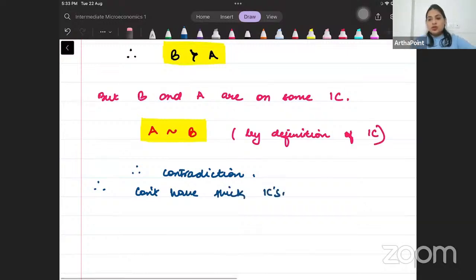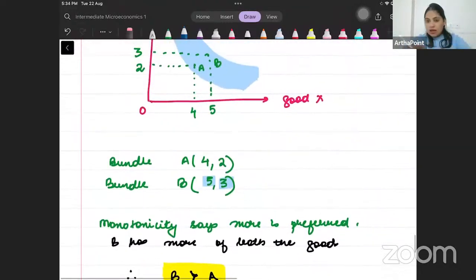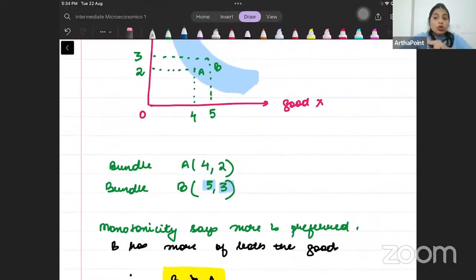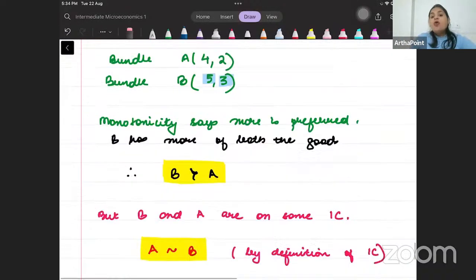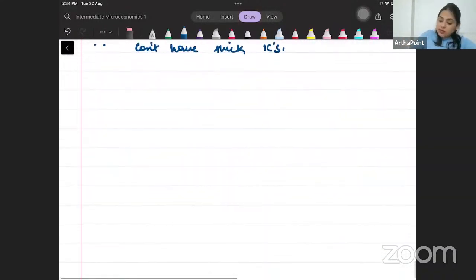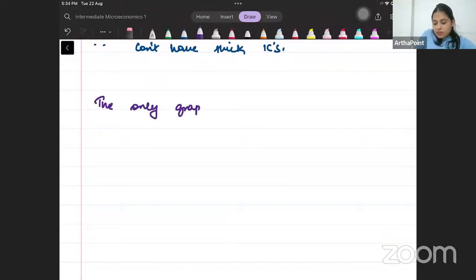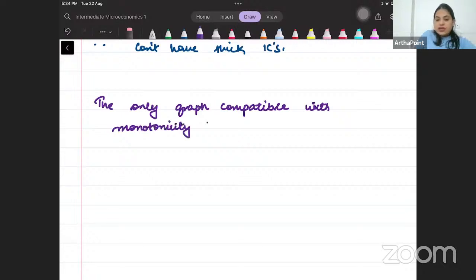ठीक है बेटा. So अब हमें समझ में आ गया ICs thick भी नहीं हो सकते, और अगर दोनों गुड्स हैं तो IC अपवर्ड स्लोपिंग भी नहीं हो सकते. सो मोनोटोनिसिटी की वजह से IC होंगे कैसे? हाउ विल द IC लुक? सो प्लीज राइट डाउन द ओनली ग्राफ compatible with monotonicity is a downward sloping IC.